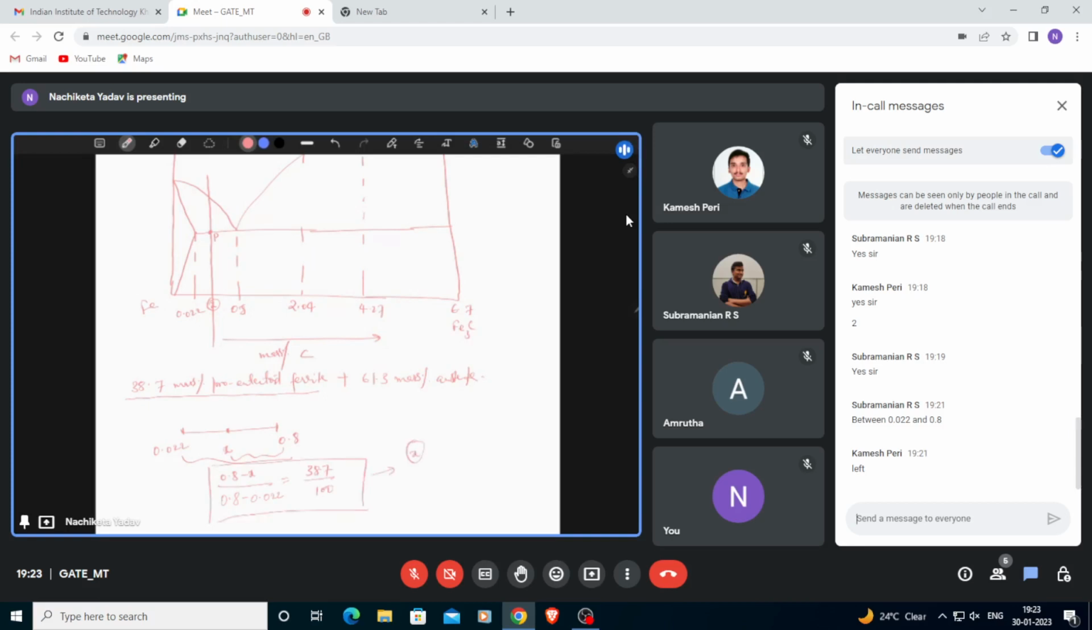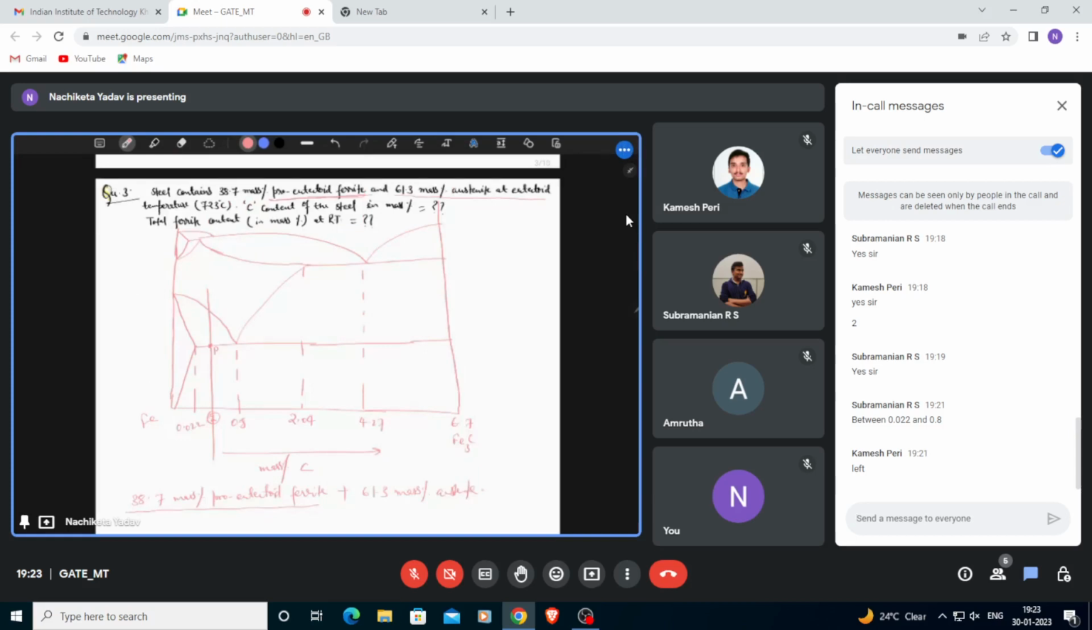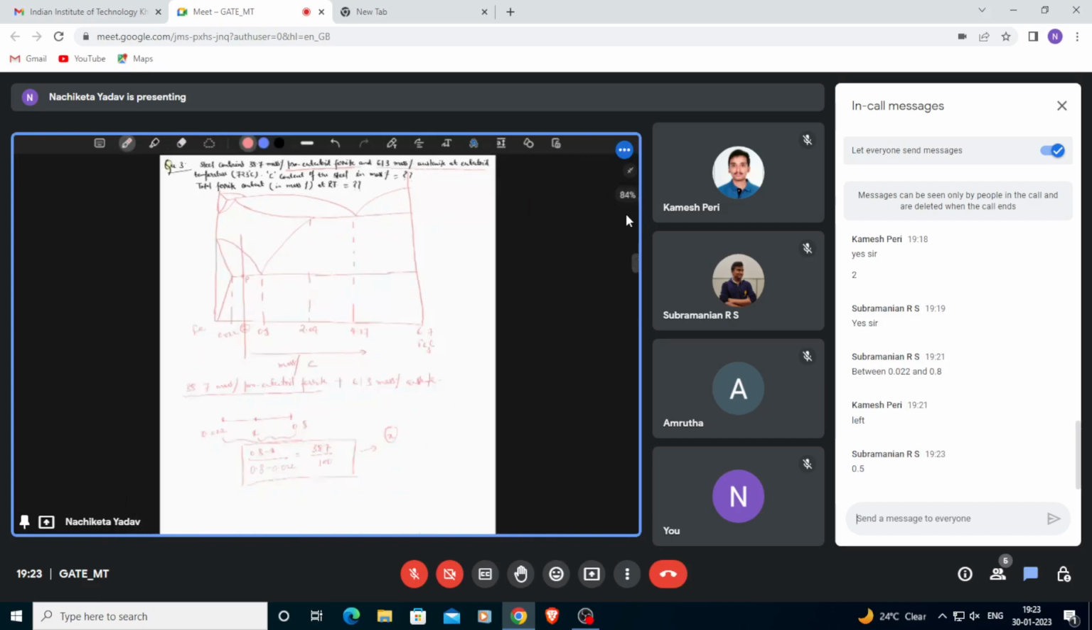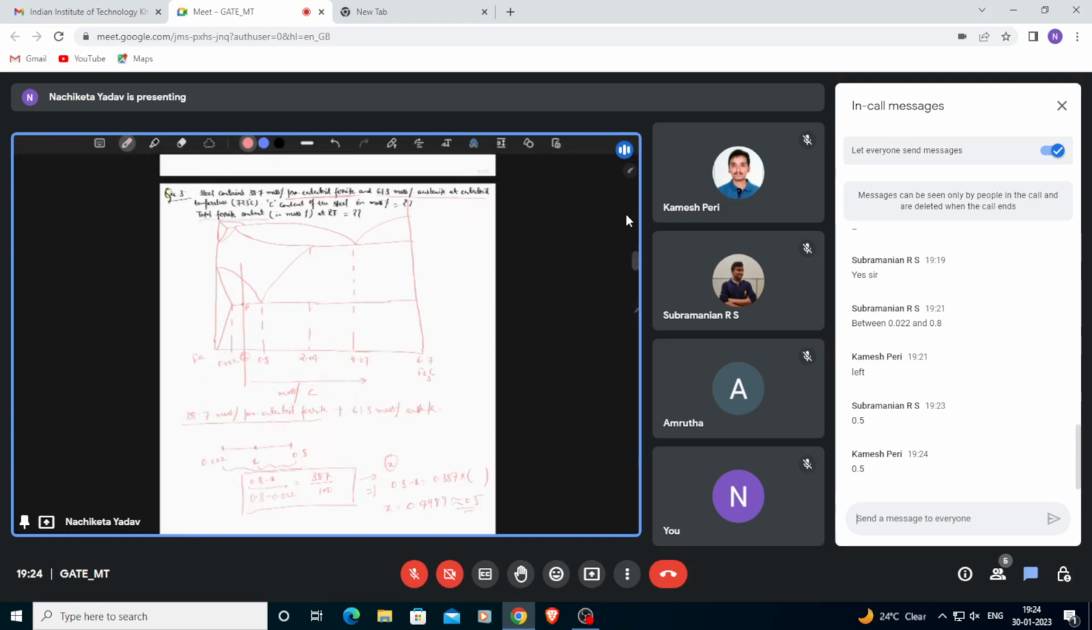So what would be the value of x? The carbon content of the steel. 0.8 minus x equal to 0.387 into 0.778. We get 0.4989, nearly 0.5. So now what will be the total ferrite content at this room temperature?